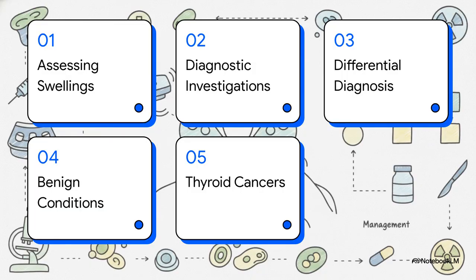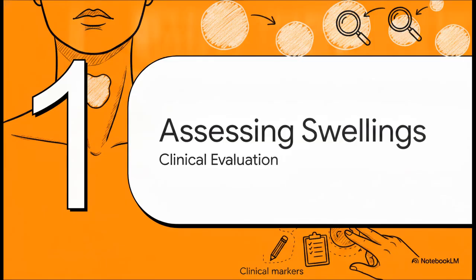Here is our roadmap for today. We'll cover 1. Assessing thyroid swellings. 2. Key diagnostic investigations. 3. Differential diagnosis. 4. Managing benign conditions. And 5. Managing thyroid cancers. Let's get into it. Section 1. Assessing thyroid swellings. Let's start with the clinical evaluation.